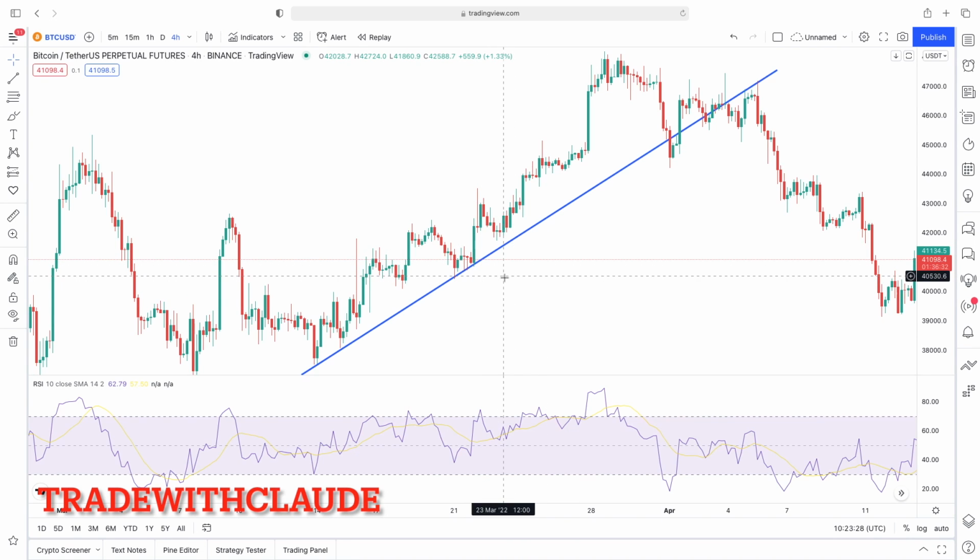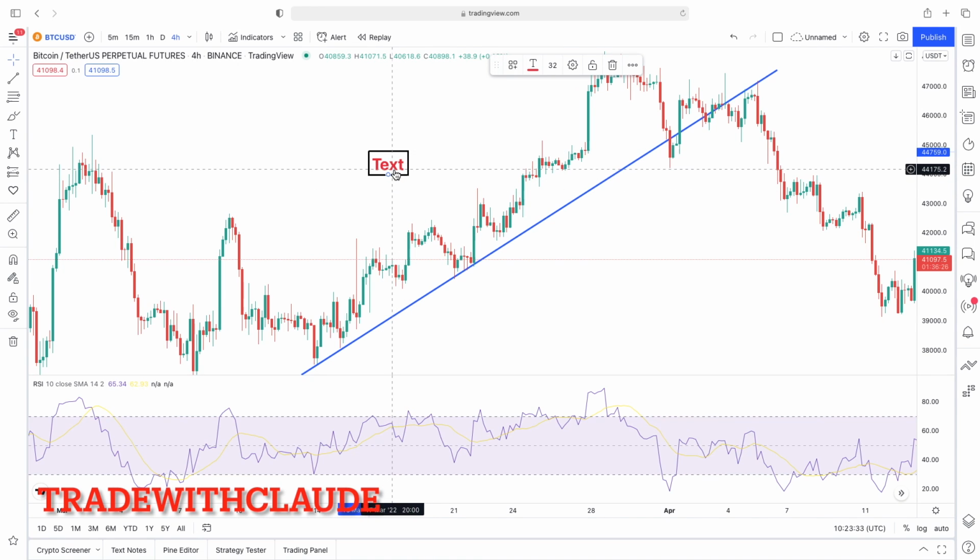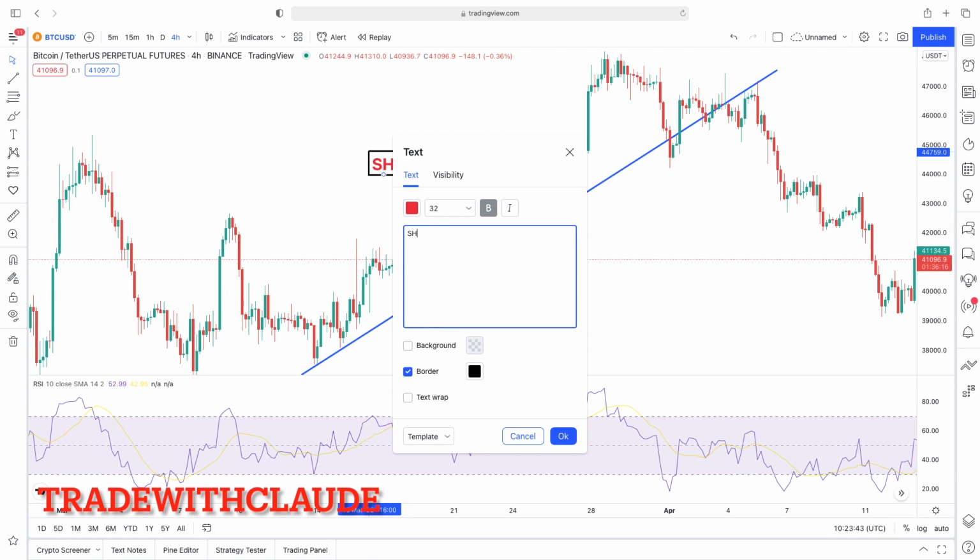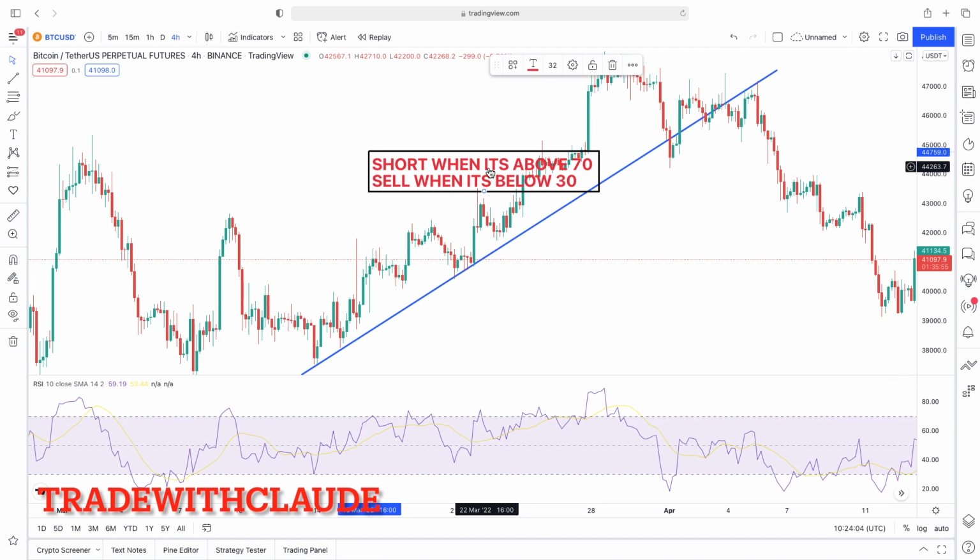Now looking at the RSI, the basic rule is what you are being taught, what I taught you guys, and what you've been seeing. So we have to understand the basic rules now. They tell you something like: short when it's above 70, buy when it's below 30. If you watch my RSI video too, I also showed you guys this. You understand, this is just the rule guiding the RSI.